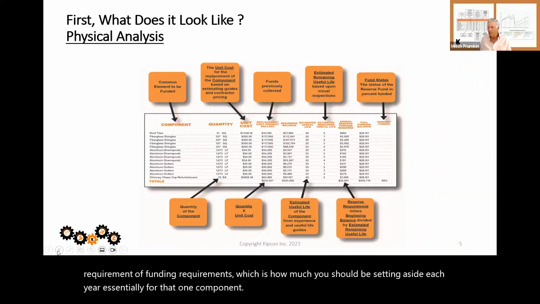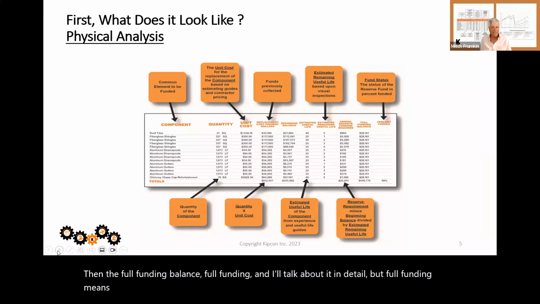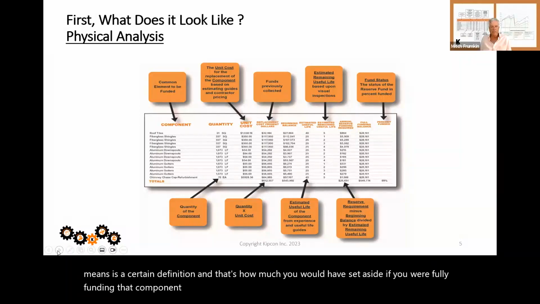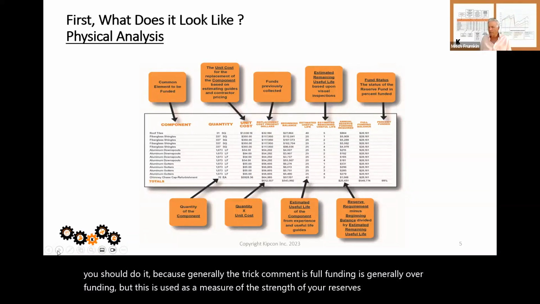Then the full funding balance. Full funding, and I'll talk about it in detail, has a certain definition, and that's how much you would have set aside if you were fully funding that component. Don't get misled in terms of thinking that fully funding is the way you should do it, because the trick comment is full funding is generally overfunding. But this is used as a measure of the strength of your reserve study, so it's called the full funding balance.